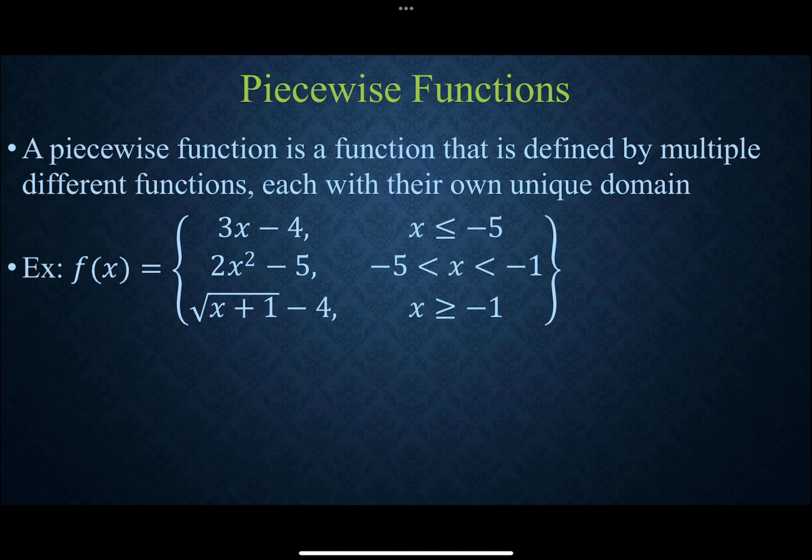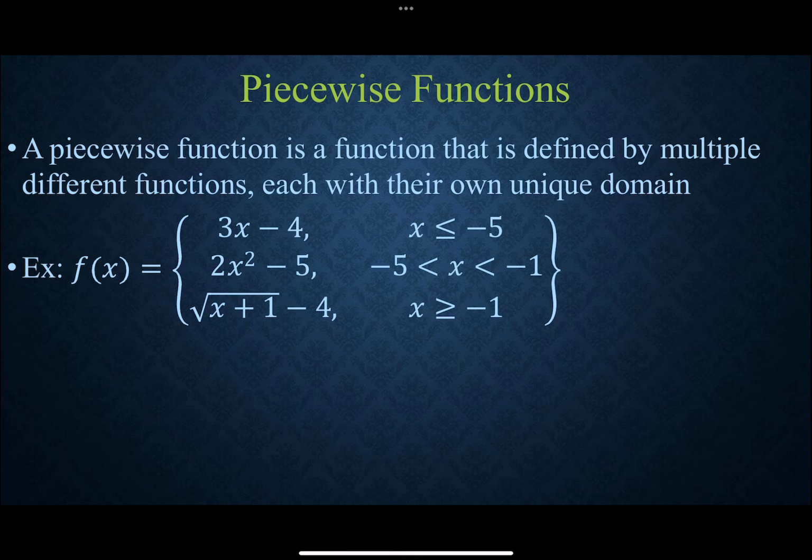And the domain is what's important to look at, because the 3x minus 4 is where x is less than or equal to negative 5. The 2x squared minus 5 is in between negative 5 and negative 1. And then the square root of x plus 1 minus 4 is when we're bigger than negative 1. So we have to make sure we're part of the relevant portions of that domain.